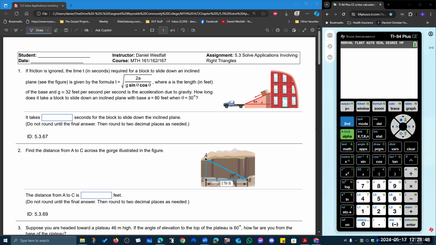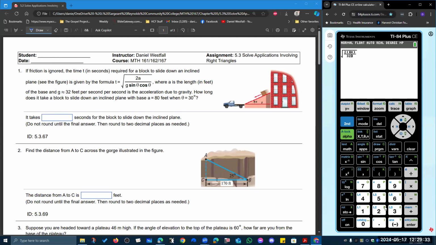How long does it take for a block to slide down an inclined plane with a base of 80 feet when theta is 30 degrees? So, second square root of, and if you have the more advanced version of the TI-84 software, you can do alpha y equals n over d and get the fraction made here, 2 times 80. If you don't, just put parentheses around your numerator, then a division symbol, and then parentheses around your denominator. You also want a set of parentheses for everything that's inside the square root.